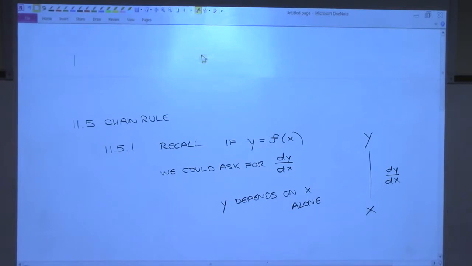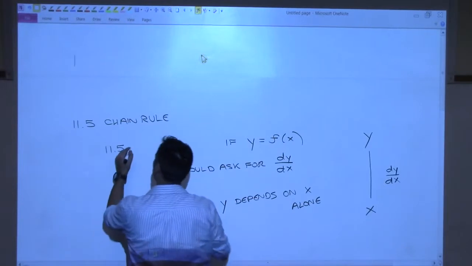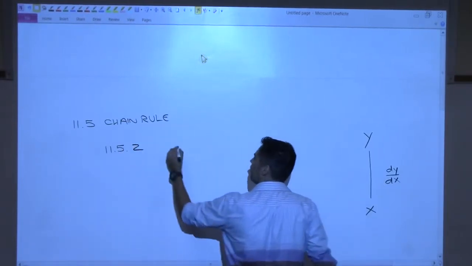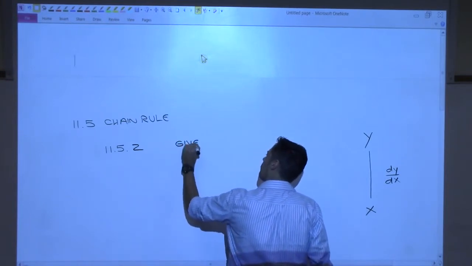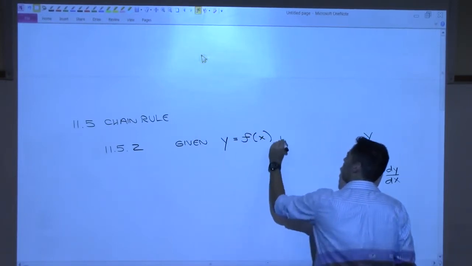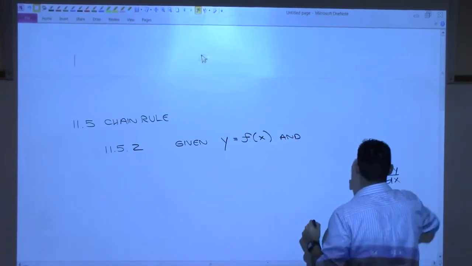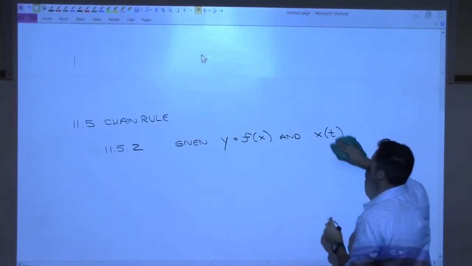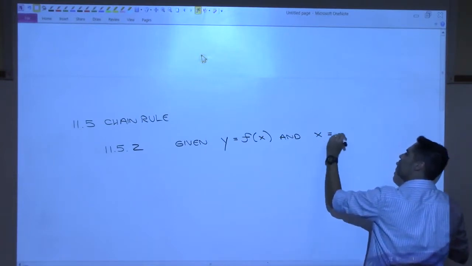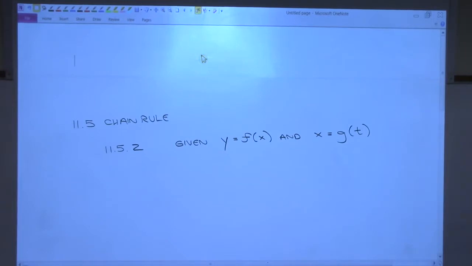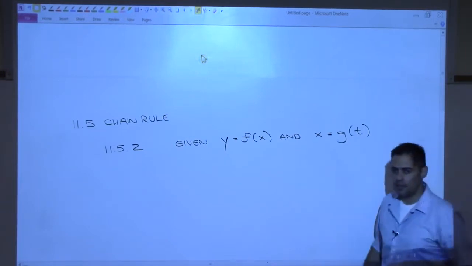Now, what if you have this? 11.5.2. What if you're given that y is some function of x and that x is some function of t? I'll do it this way. x equals g of t. So y is a function of x. Shut it, please, yes.